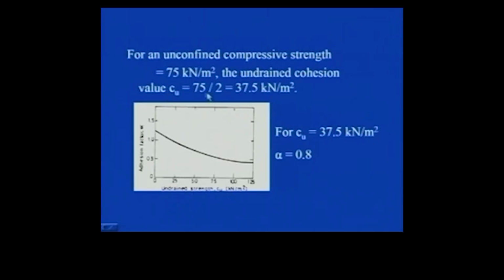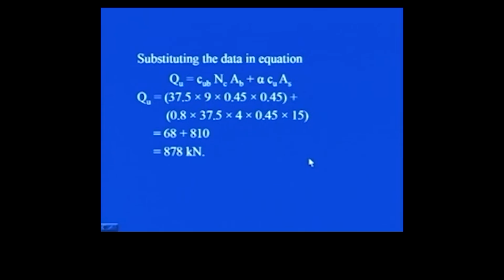So, in this case Cu is coming out to be 37.5 kilonewton per meter square, and correspondingly if you read from this chart, alpha will work out to be 0.8. Then you have the standard equation for load carrying capacity of pile in clays: Qu equals Cub into Nc into Ab plus alpha Cu As. Cub we have found out, that is 37.5. Nc, I told you, in case of pile foundation usually we take to be 9. Ab, it is a square pile of 450 mm size.